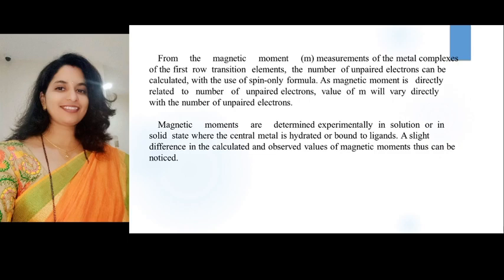As magnetic moment is directly related to the number of unpaired electrons, the value of mu will vary directly with the number of unpaired electrons. Magnetic moments are determined experimentally in solution or in solid state where the central metal is hydrated or bound to ligands. A slight difference in the calculated and observed values of magnetic moments thus can be noticed.